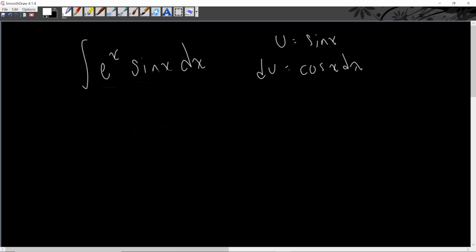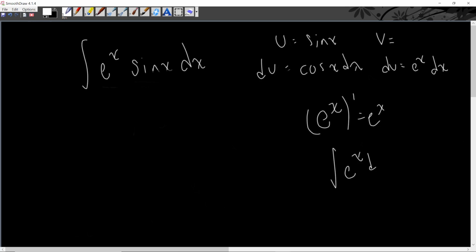So cosine x dx. And then we're going to have dv is equal to e to the power of x dx, which means that, as we said earlier, if the derivative of e to the power of x is just e to the power of x, then the antiderivative of e to the power of x with respect to x is just going to be e to the power of x. So we're going to have e to the power of x up there. So let's do what we have so far.